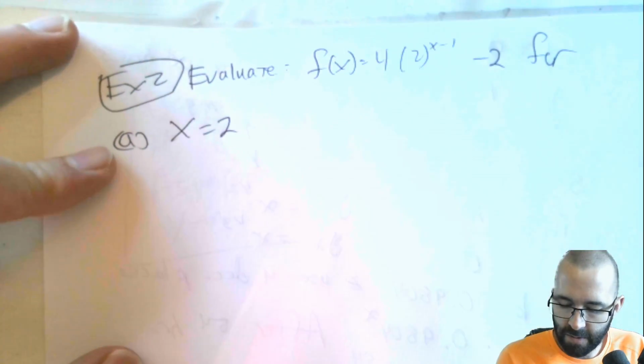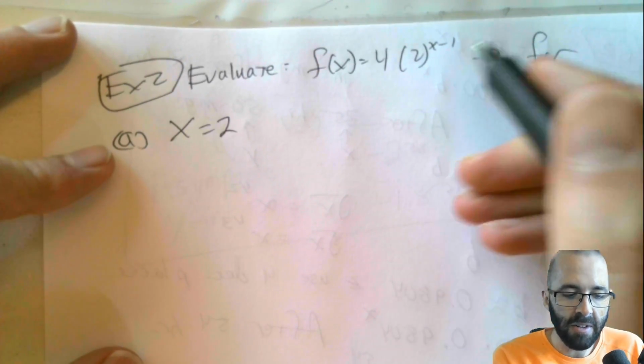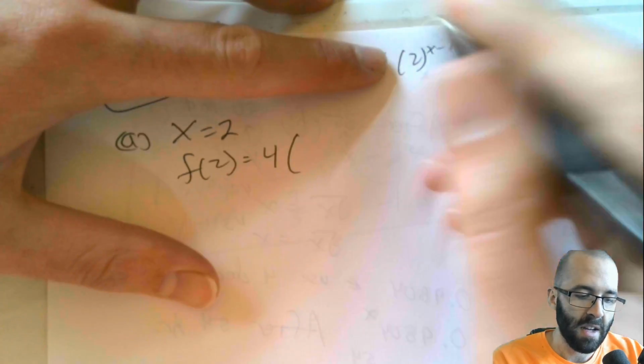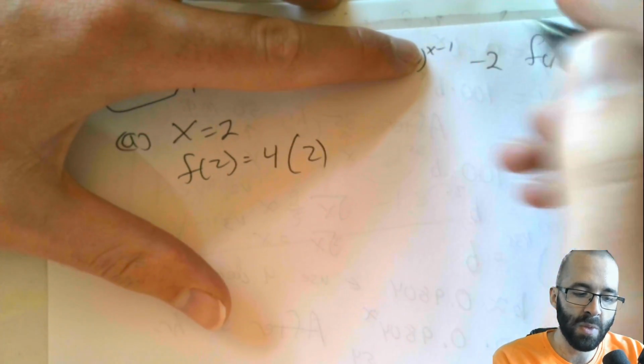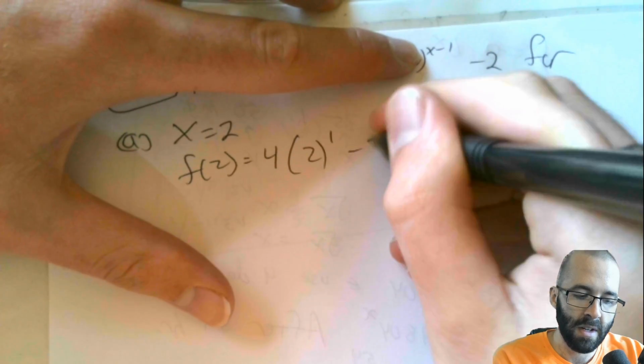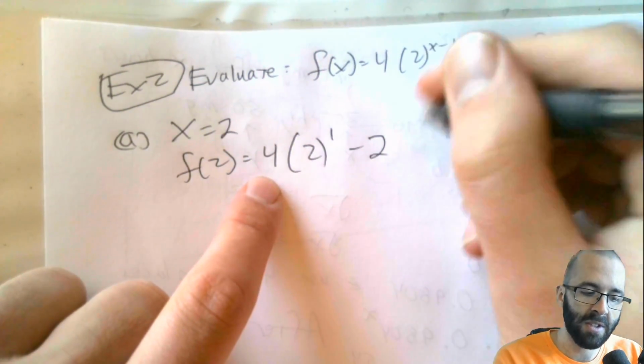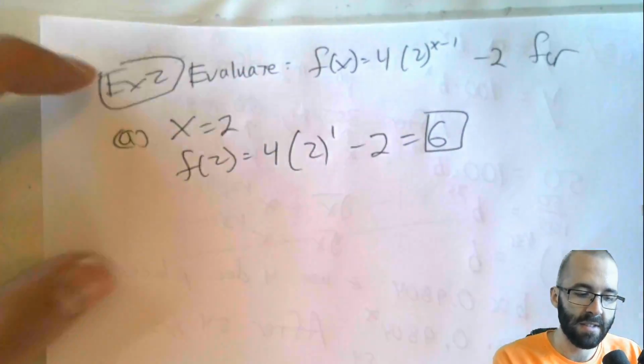When x is equal to 2. You just plug in 2 here and follow order of operations. Just be very, very careful. F of 2 is going to be 4 times 2 to the 2 minus 1. 2 minus 1 is 1. Minus 2. So this is 2. We're going to get 8 minus 2 is 6.